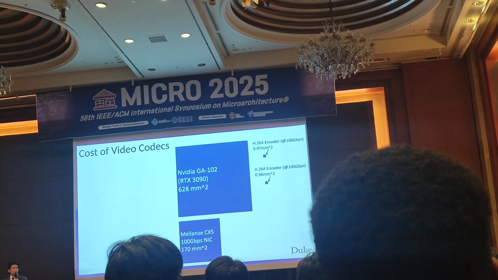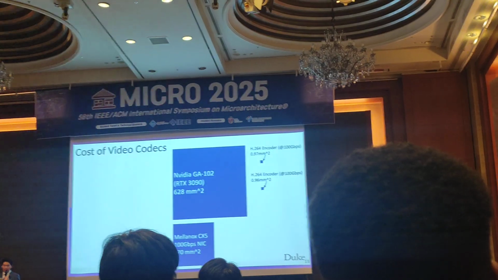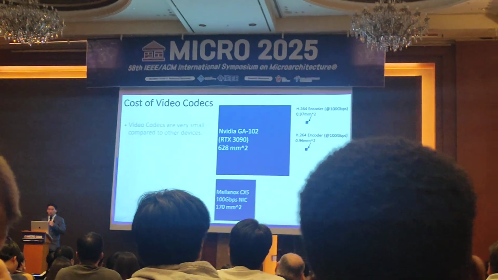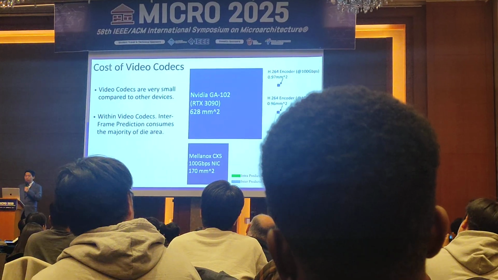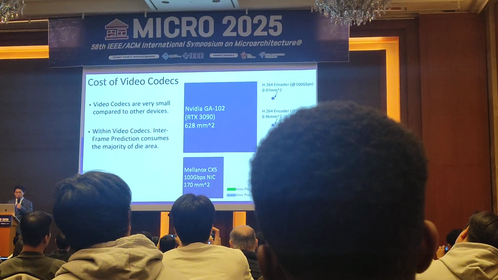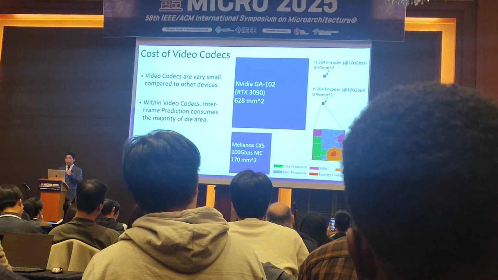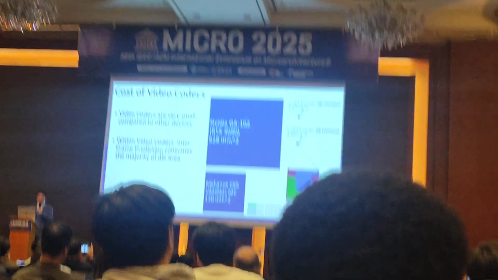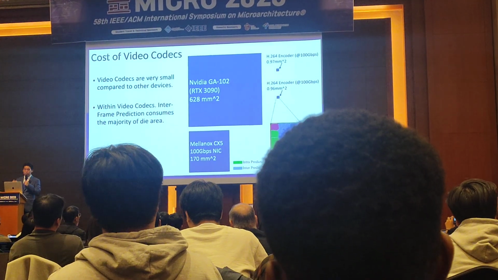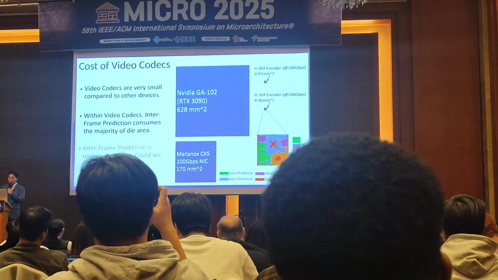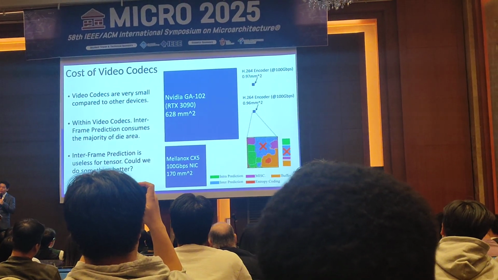And both their areas are below 1 millimeter square, which is only a small fraction of the die area of other devices. And furthermore, when we look inside the video codec, we see that the majority of the die area of a video codec is spent on the inter prediction. And recall from our earlier slide that inter prediction only works for videos and does not work for tensor compression. So in theory, we can remove these portions to make the codec even smaller and even more energy efficient.